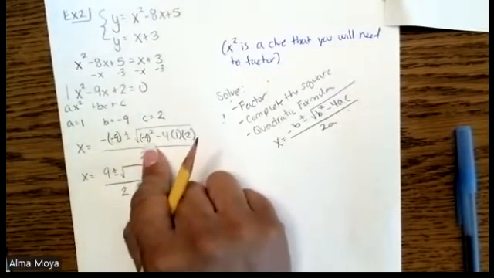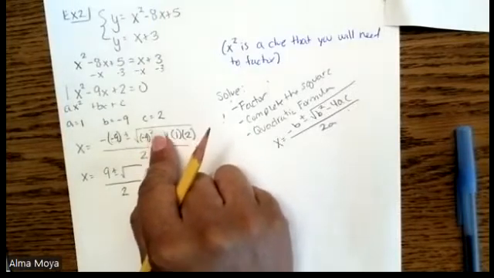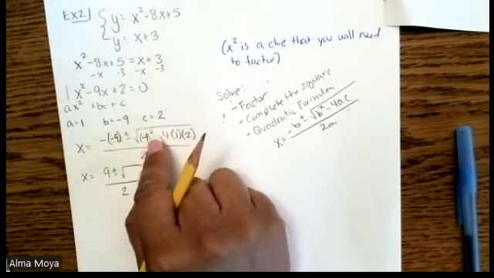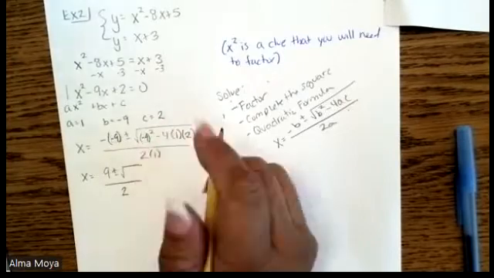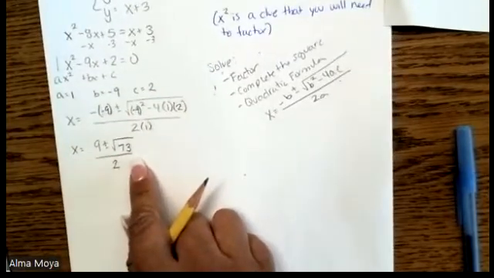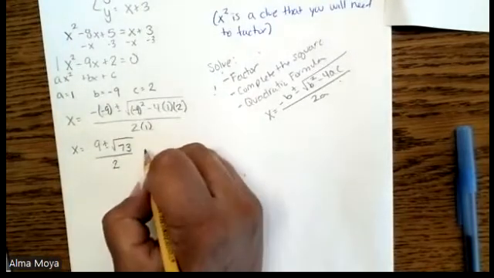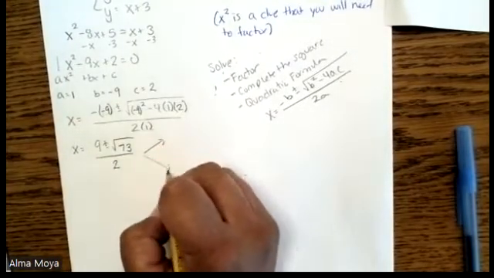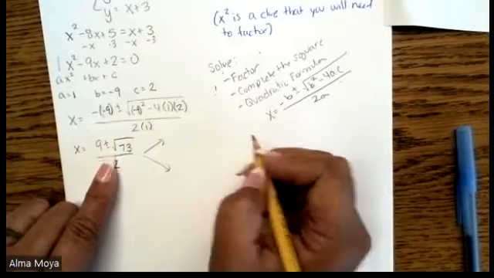And then right here, I have a negative 9 squared. That's going to be the exponent. So that's going to be 81 minus 8. And 81 minus 8 is 73. 73 cannot be broken down. So my answer, I'm going to split it because there's two of them. There's a plus and a minus.